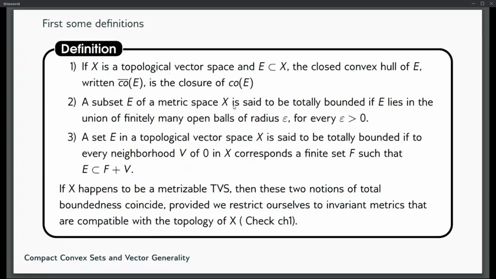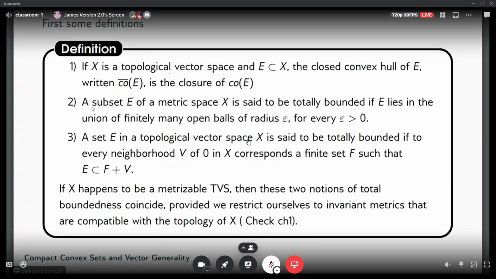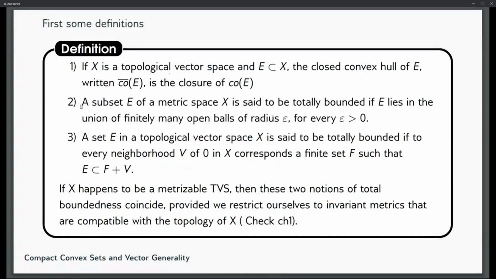And recall that in a metric space, we have something called totally bounded if the set lies in a union of finitely many open balls of radius epsilon, for every epsilon positive. This concept is in a metric space, and just like in chapter 1, where we extended boundedness to a topological vector space, and it turns out that metric boundedness and boundedness are different, we can also generate a topological vector space equivalent of total boundedness. This is just to serve us in a certain proof that is to come. So we say E is totally bounded if for every neighborhood V of 0, we can find a finite set F such that E is a subset of F plus V.